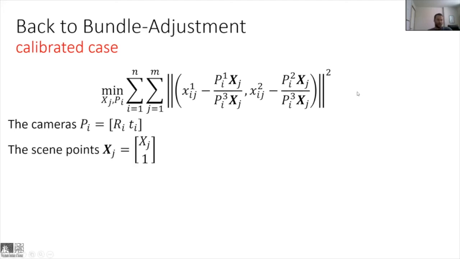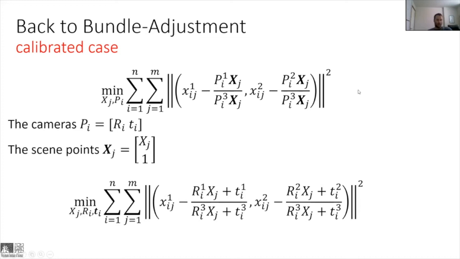Okay. So let's go back to the bundle adjustment, now that we know how to optimize the objective with our fancy second order methods. I remind you that in the objective we have camera matrices. We will discuss the calibrated case. The uncalibrated is simpler than the calibrated, so we will discuss the harder case.